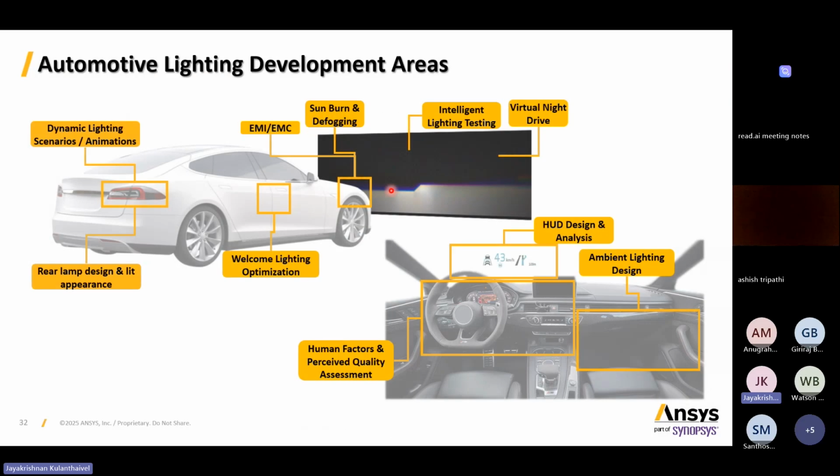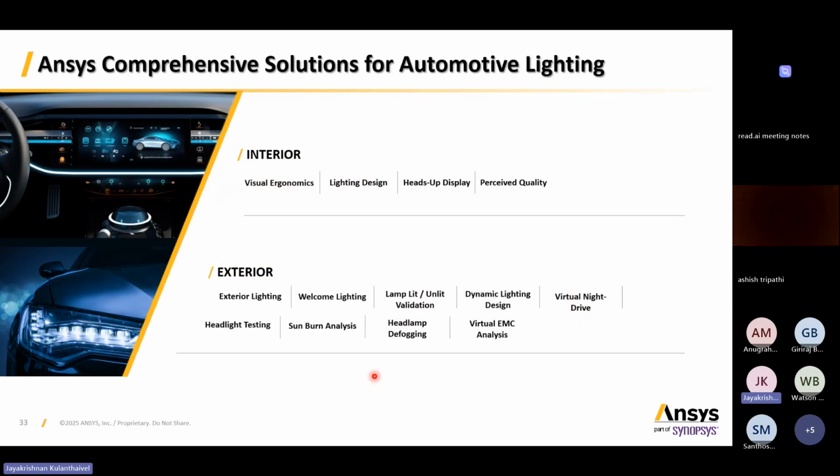So our particular demo is DRLs, I mean daytime running lamps, which are specifically used in the automotive industry. These are some of the automotive lighting development areas. If you look at this image, you can see where development is happening in the automotive lighting industry: dynamic lighting scenarios and animations, lamp design and lit appearance, welcome lighting optimization, sunburn and defogging, heads-up display analysis, ambient lighting design, and apart from that, human factors and perceived quality assessment with human vision.